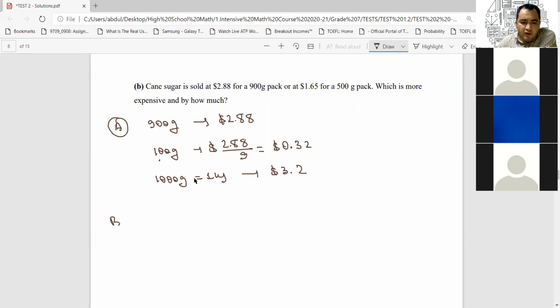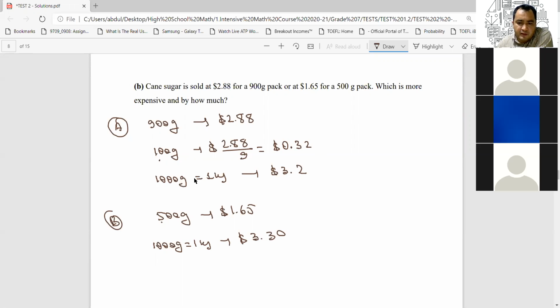Okay. And how about B? Because we are talking about something, we should compare by kg, right? So how about the second one? We know that 500 grams is 1.65. Now, if you multiply both sides by 2, here we have 1,000 grams, which is equal to 1 kg. Multiplied by 2, it is 3.30. So this one is 3.20. The second one, 1 kg, is 3.30.